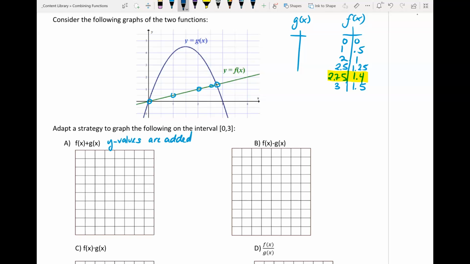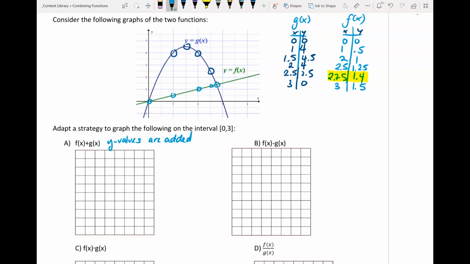We have a point at 0, 0. Then I'm going to look at 1, and we have a point at 1, 4. At 1.5, we have a y value of 4.5. Then 2, 4. 2.5, 2.5. And lastly, 3, 0.